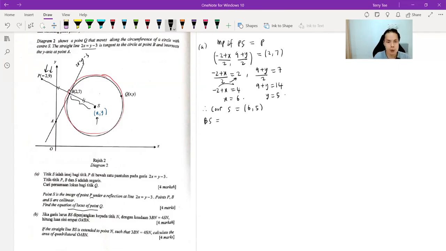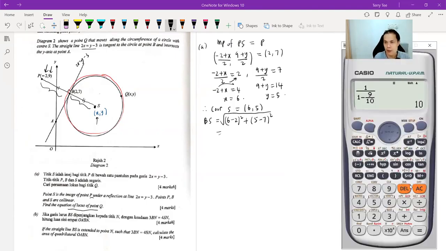BS is actually the same as PB because these two are equal length, right? So we find the length of PB. BS equals PB. Let me write PB here. Now, you can also use BS since I know point S, right, guys? I know point S. Maybe I just write S straight here. For S, it is the square root of (6 minus 2) squared plus (5 minus 7) squared. Now, this is 4 squared and 2 squared.